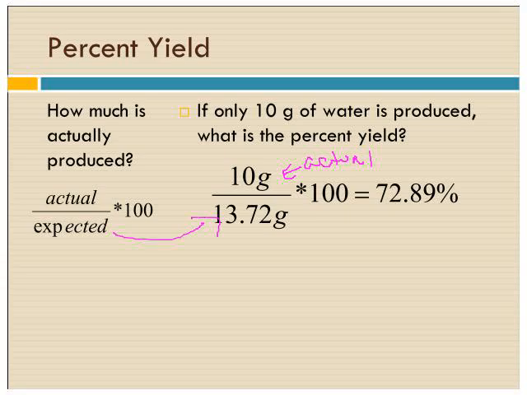Which is not a very good yield if you're producing water for sale and everything else. You're losing a lot of money there. Alright, that is stoichiometry and percent yield. We'll see you in class for all the wonderful practice that y'all love so much.